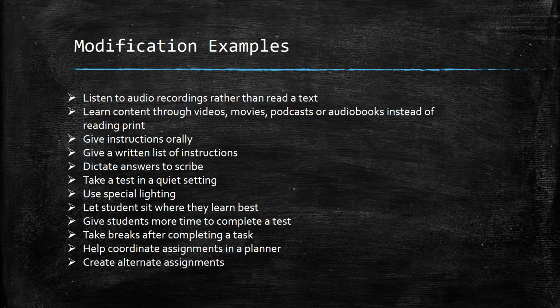So some actual modification examples are to listen to audio recordings rather than just read a text, learn content through videos, movies, podcasts, audiobooks instead of just reading print. You can give instructions orally, give a written list of instructions, dictate answers to a scribe, take a test in a quiet setting, use special lighting for your students, let students sit where they learn best, give students more time to complete a test, take breaks after completing a task, use an alarm to aid in time management, help coordinate assignments in a planner, and create alternate assignments.